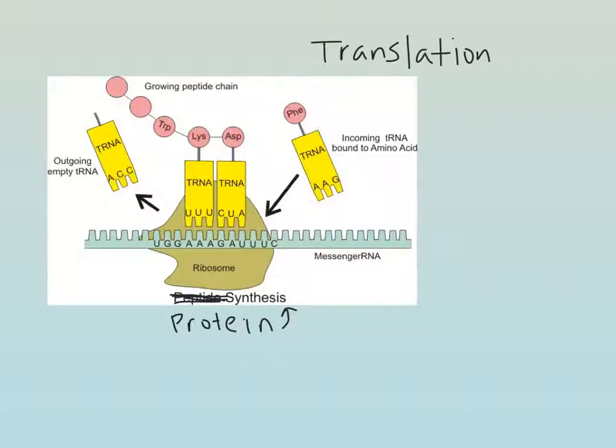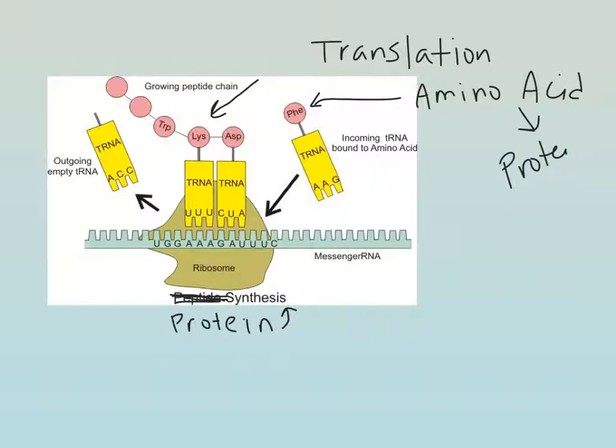This is translation. This is the protein that's being built right here. These little pink balls right there, that's phenylalanine. That's an amino acid. Remember, amino acids, you put a bunch of them together, you get a protein. And this is the guy right here that carries those amino acids. His job is to carry amino acids to the ribosome. And that, of course, is Mr. tRNA.